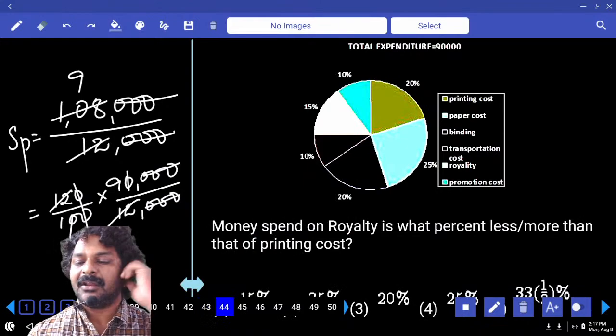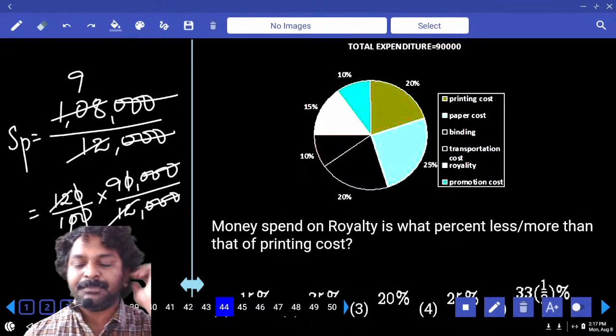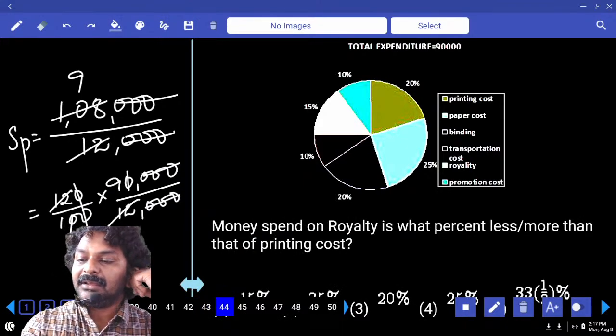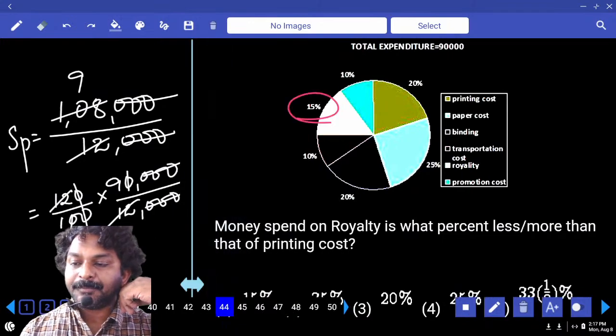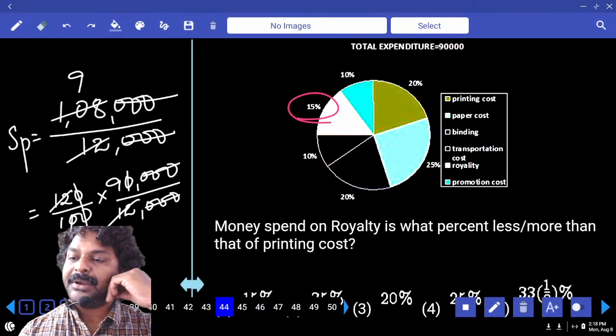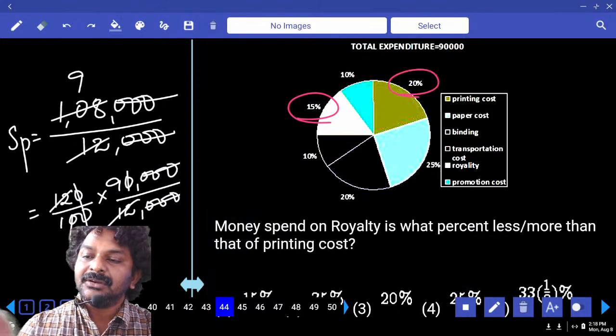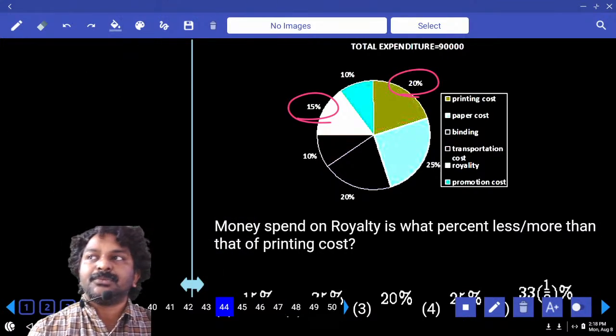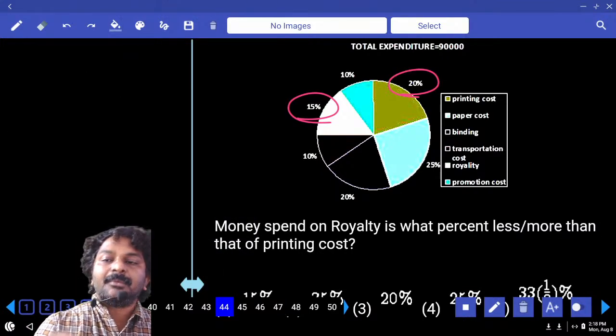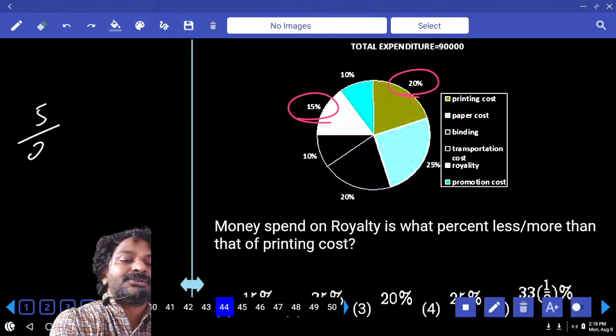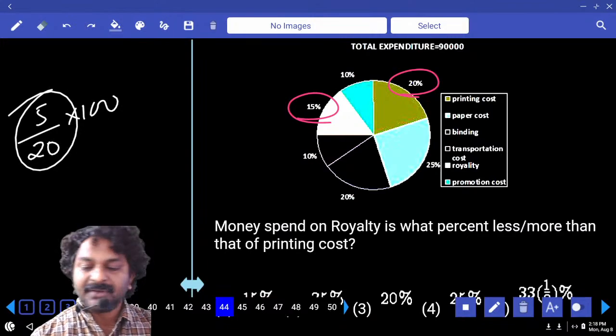Money spent on royalty is what percent more or less than printing cost? Royalty 15. Yes. Printing cost 20. So what percentage more? That's your question. How much more? 5 upon 20 percentage into 100. 1 by 4, 25%.